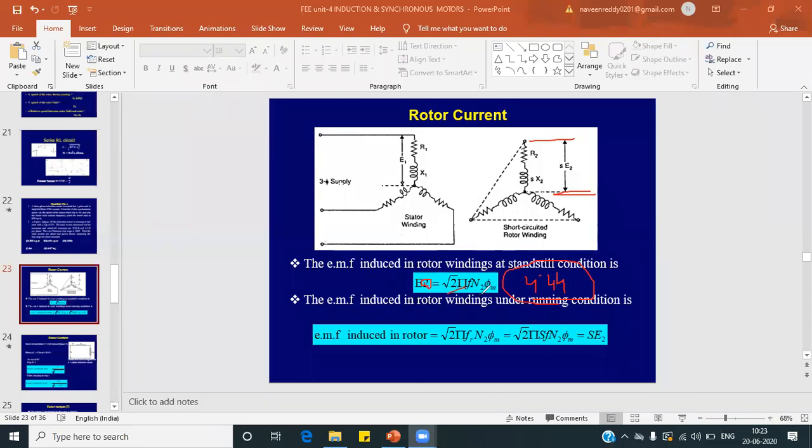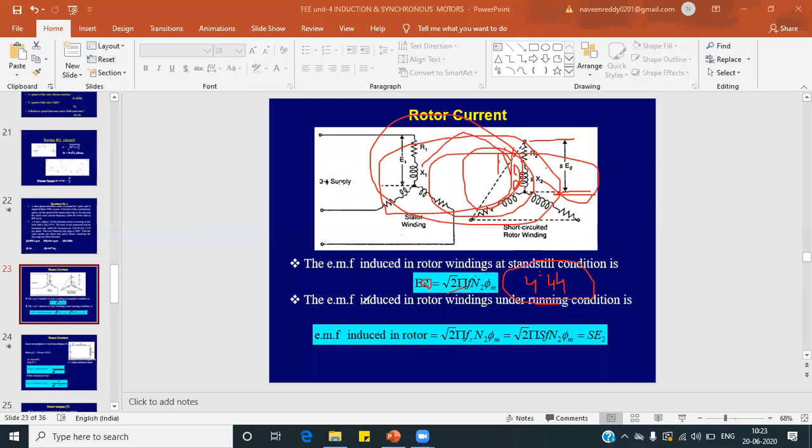Sorry guys, there's an external disturbance. Okay, right. So now root 2 into pi is 4.44. This will be useful in unit 4, the transformer EMF equation. Now in the EMF equation, F means frequency of the rotor winding, and N2 means number of turns in the rotor winding, not speed. And phi means flux linking both stator and rotor windings. That is it. So this is the EMF at standstill condition.